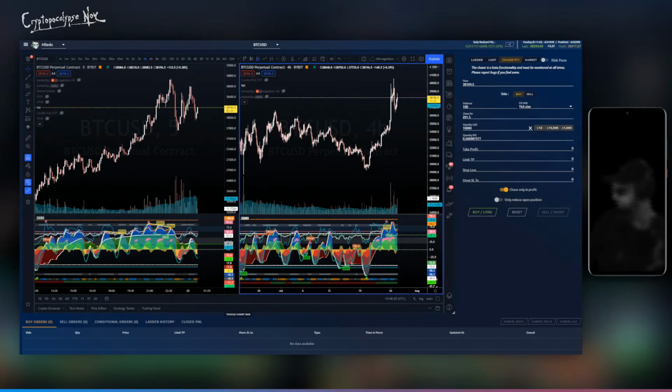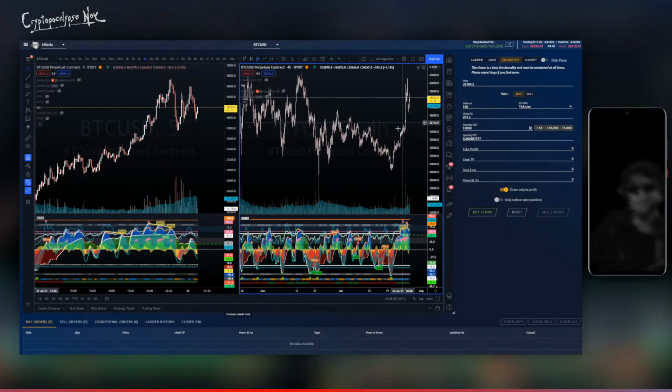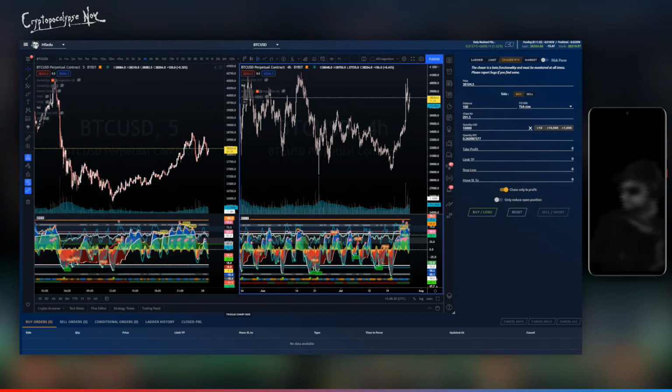26 votes. It's a good start. Thank you for participating. 34% against, 34% of long and short. Let's look deeply into the chart and try to figure out what's next for Bitcoin.